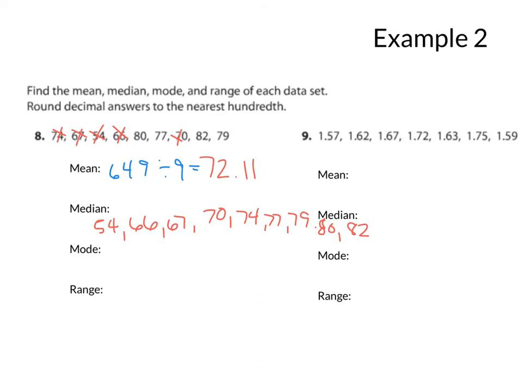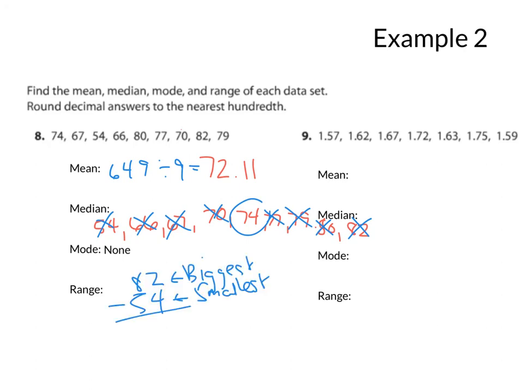Next, to find the median, I lined them up from smallest to biggest, and I'm going to X them out one at a time until I find my middle number, which is my median. And it's 74. The mode is what appears the most. There is no number that appears more than once, so there's none for the mode. For the range, I'm subtracting my biggest and smallest to find out the distance between them, and that is 28.